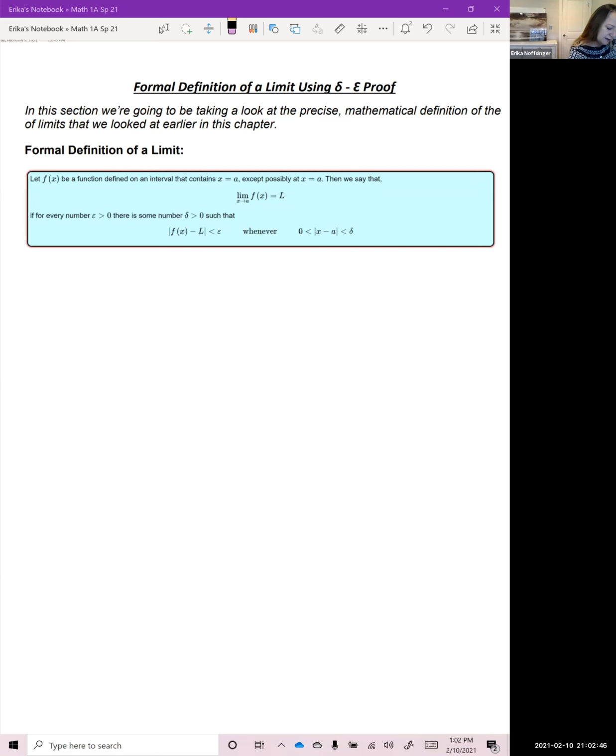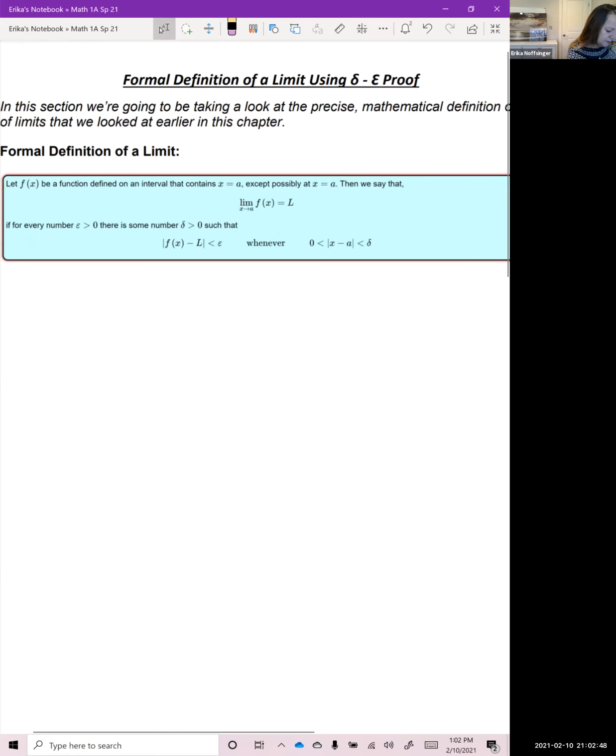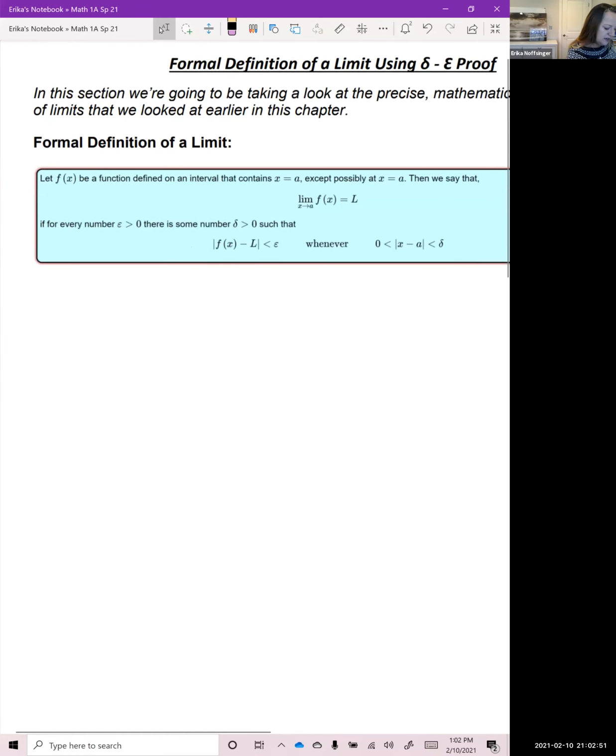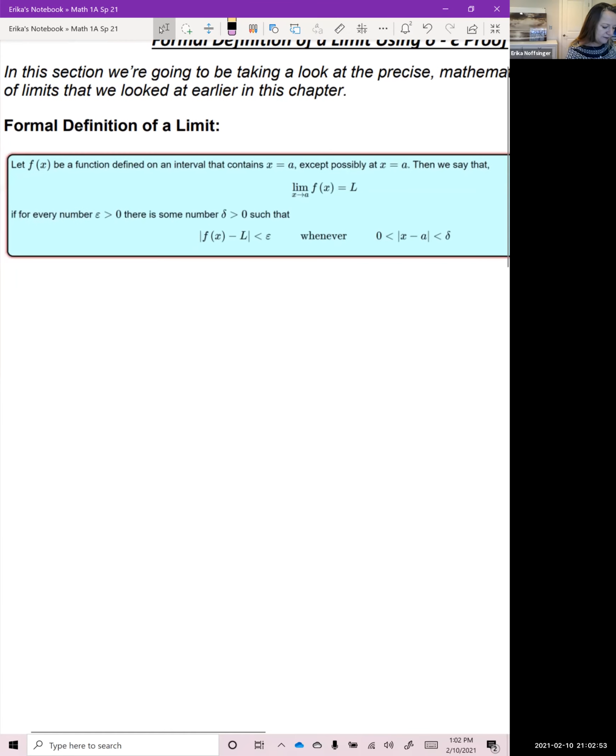Let me see if I can make this a little bigger. So let's read through what that formal definition says, and then I will draw a picture and try to explain it with a graph. It says, let f of x be a function defined on an interval that contains x equals a, except possibly x equals a. Then we say that the limit as x approaches a of f of x equals L.